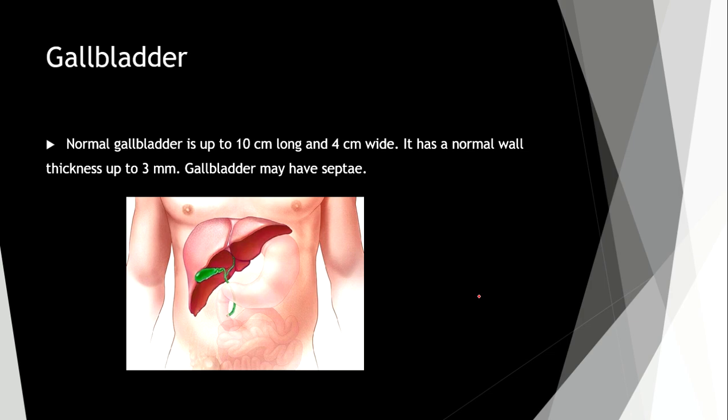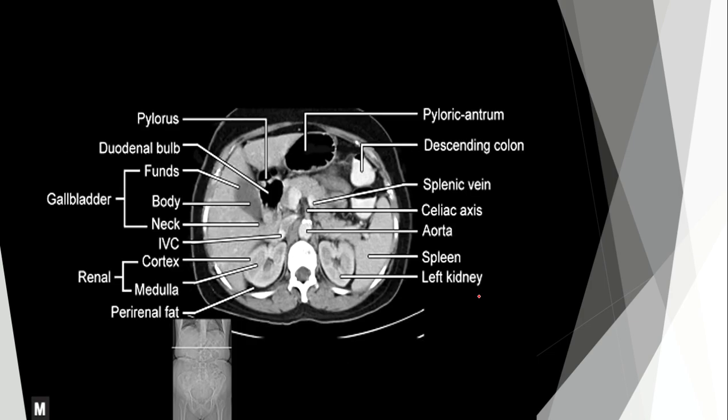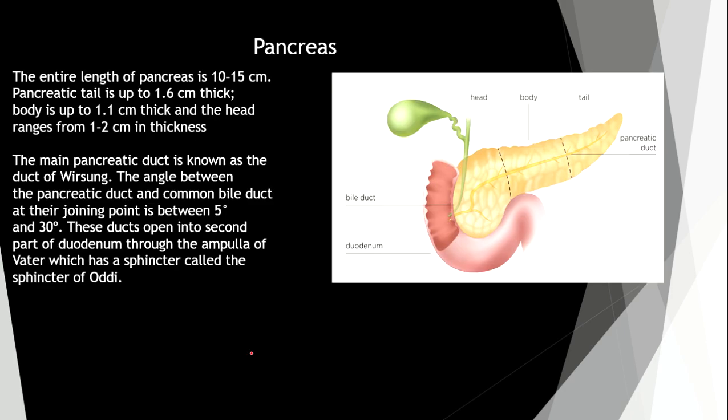Gallbladder. A normal gallbladder is up to 10 cm long and 4 cm wide. Its normal wall thickness is up to 3 mm. The gallbladder may have septa. So here we see the gallbladder, its fundus, body and neck. And you must always look at the level at which we take the slice.